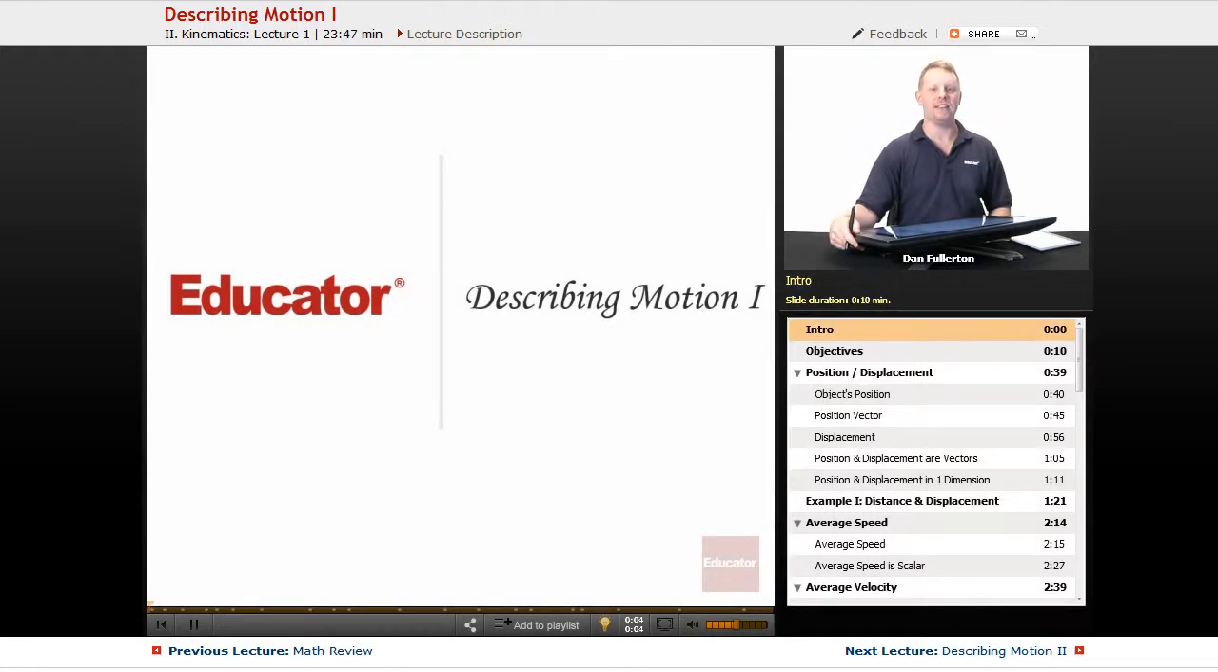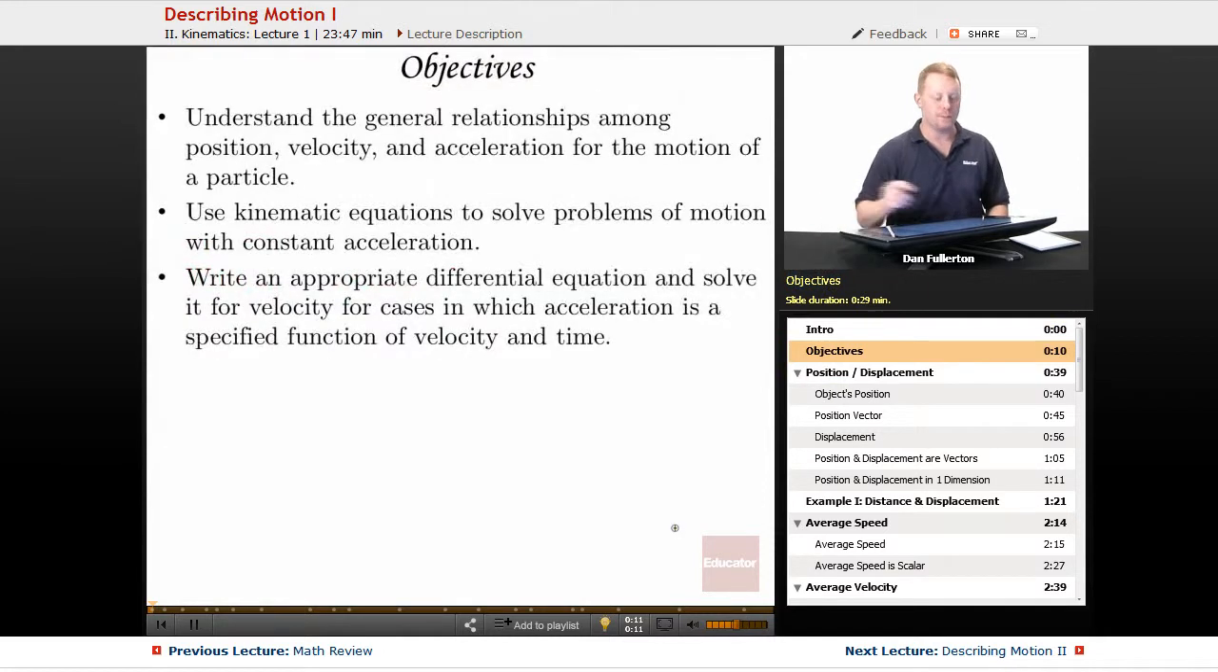I'm Dan Fullerton, and in this lesson we're going to start our study of kinematics, looking at the descriptions of motion. So our objectives include understanding the general relationships among position, velocity, and acceleration for the motion of a particle, using kinematic equations to solve problems of motion with constant acceleration, and that'll be carried over into the second half of our lesson, and writing an appropriate differential equation and solving it for velocity in cases when acceleration is a specified function of velocity and time.